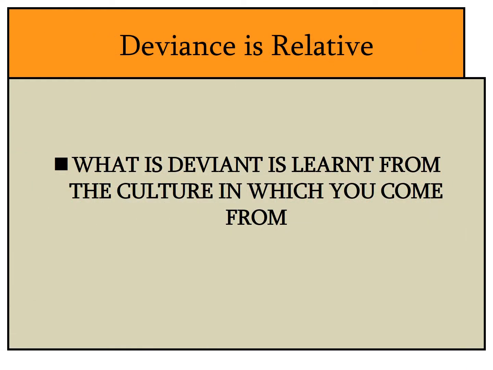The other aspect of deviance being relative is that what is defined as deviant is actually learned from the group or the culture in which you come from. And again, we talked about in chapter 3 the importance of culture. So let me give an example of the relative nature of deviance.